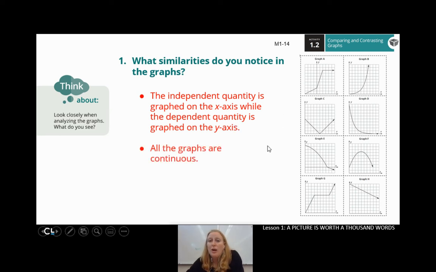I noticed that all the graphs are continuous. And when I say continuous, that means they're all connected lines and curves, right? The warm-up we did wasn't continuous. The warm-up we had was like a dot, dot, dot, dot, dot, dot, dot. These graphs aren't dot, dot, dot. These graphs are continuous, right? We've got continuous lines, all nice curves. The lines and curves are all connected. No dotty dotty here.